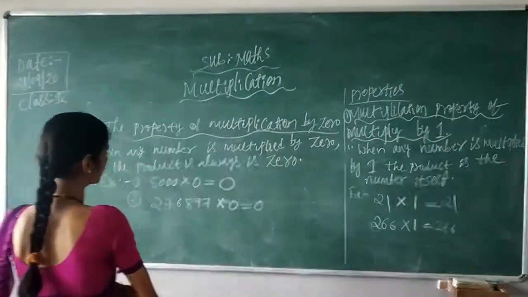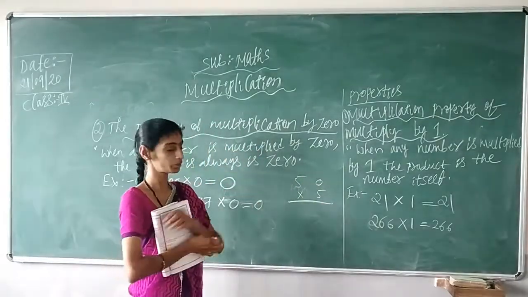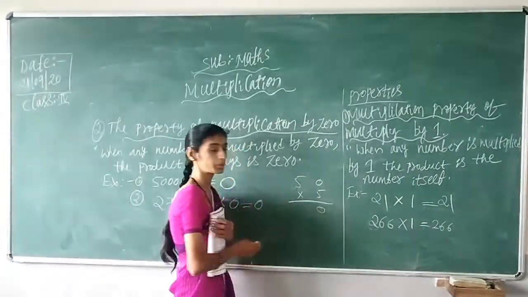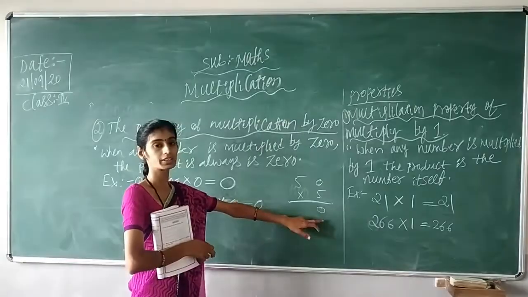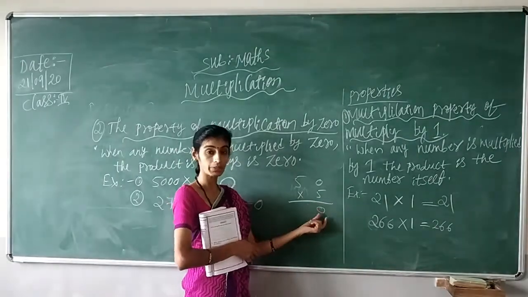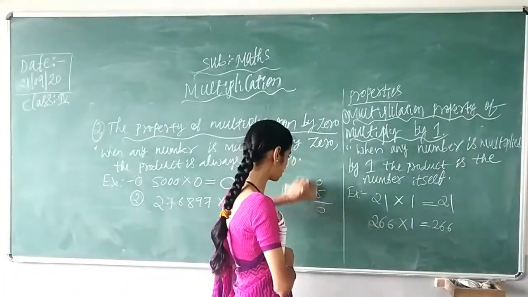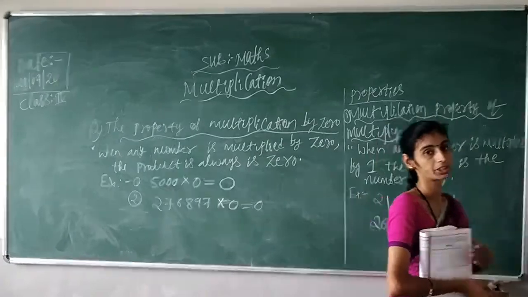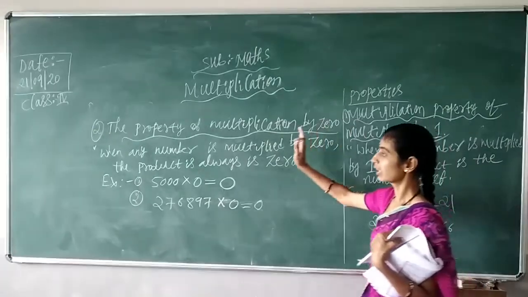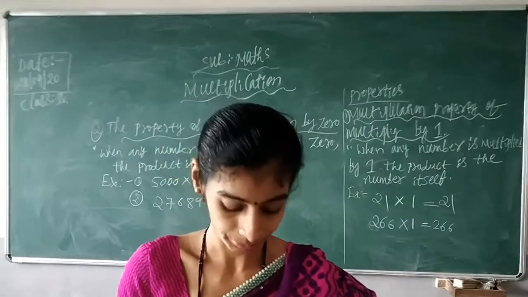In some questions, they are going to give 0 into 5. At that time, you should know the property. So when 5 is multiplied by 0, you should write 0 because you know this property. If you don't know the property, you will get confused whether you have to write 0 or 5. Yes or no? That's why it's very important in solving multiplication sums. So multiplication mainly has two properties: one related to the number 1 and the other related to 0. I hope, children, you all understood.